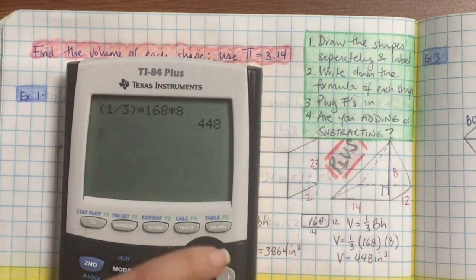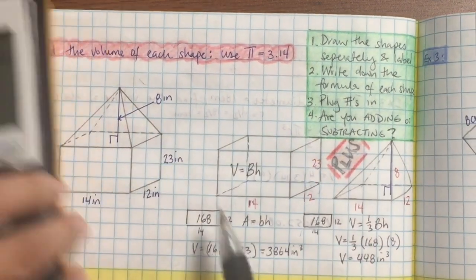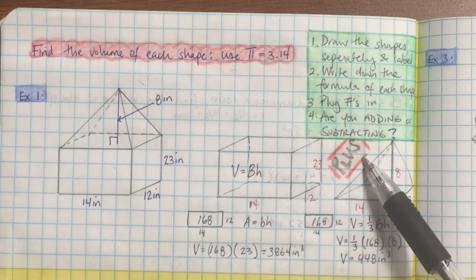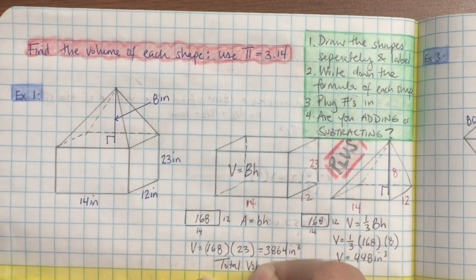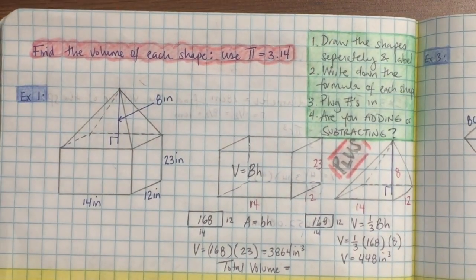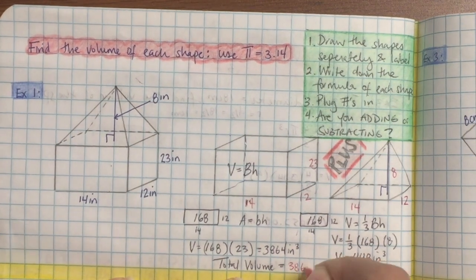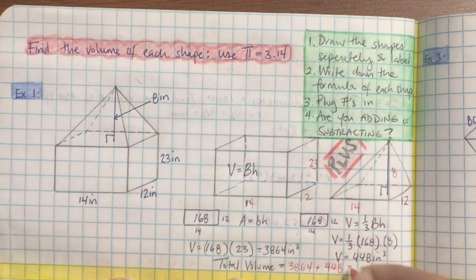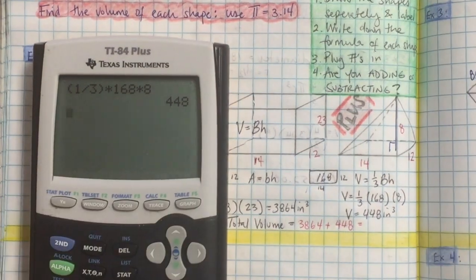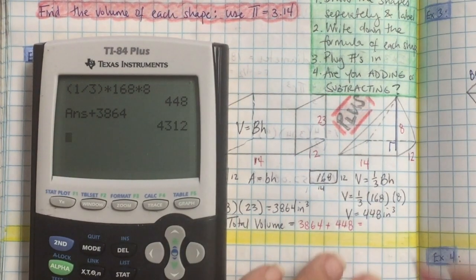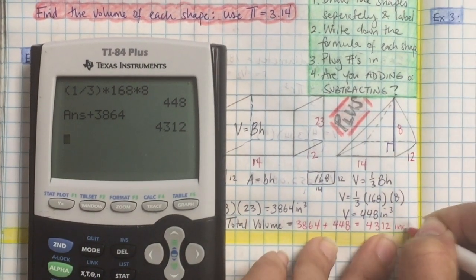Now, to get the total volume, because all they did is put the pyramid on top of the prism, you are going to add the two volumes together. So the total volume is 3,864 plus 448, which gives me a total of 4,312 inches cubed. This is a listening check. Put a box around the answer and color it in.